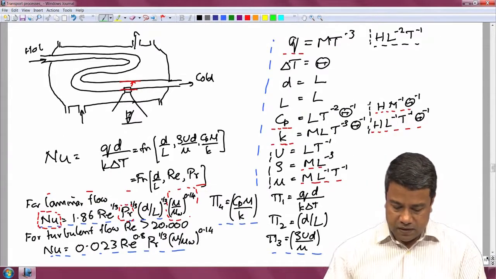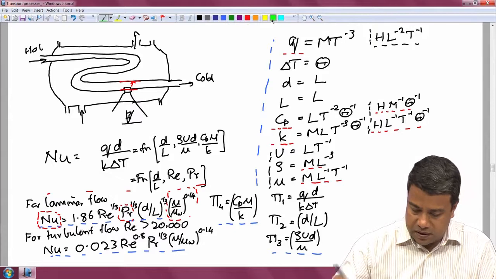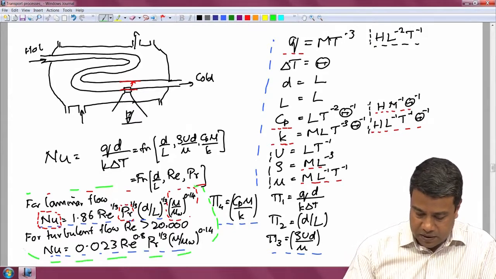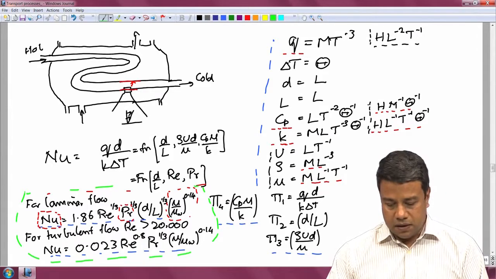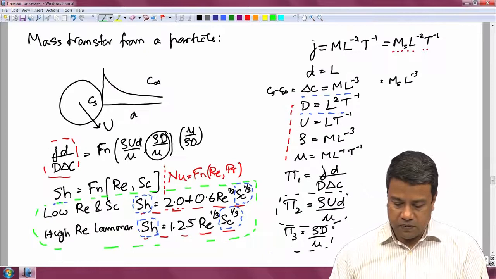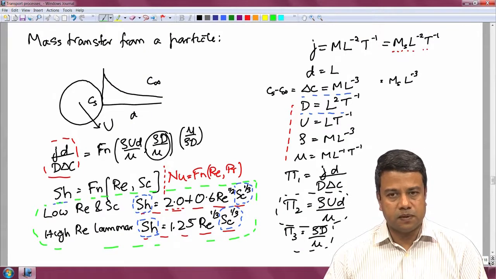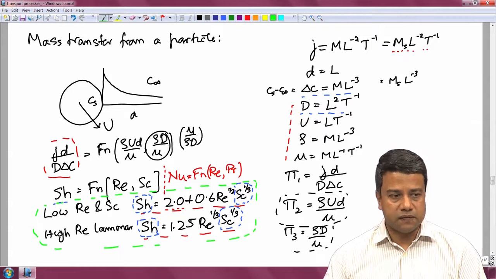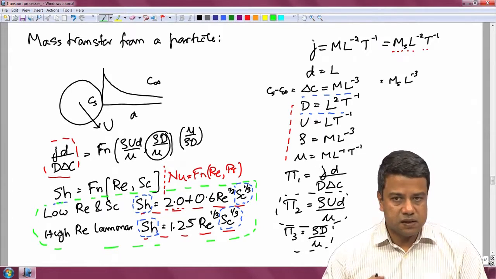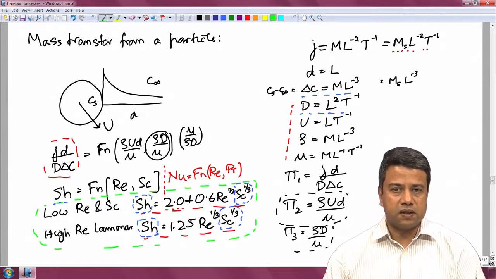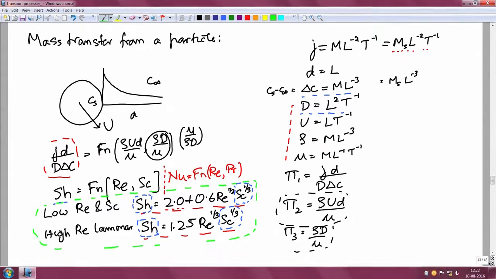For heat transfer I told you that you would get different correlations depending upon whether it was laminar flow or turbulent flow. And in mass transfer you get different correlations depending upon whether the Reynolds number and the Schmidt number are small or large. Why is it that you get different correlations in different regimes, and what are the factors that determine what correlation you will get in what system? We will try to take a closer look at that in the next lecture.